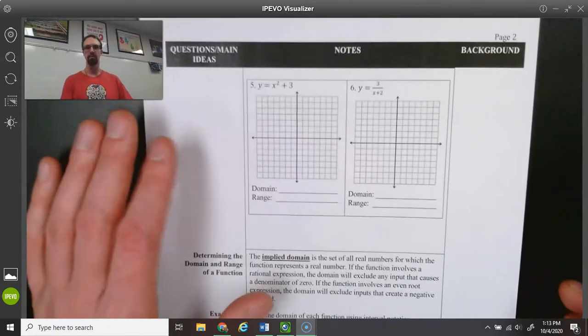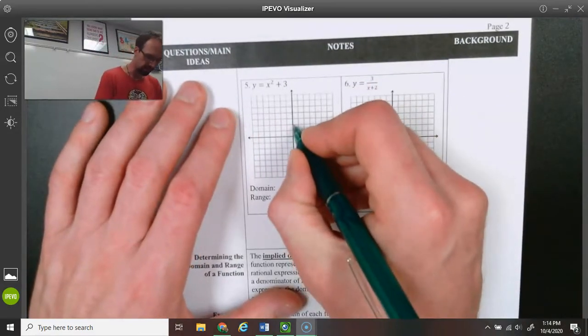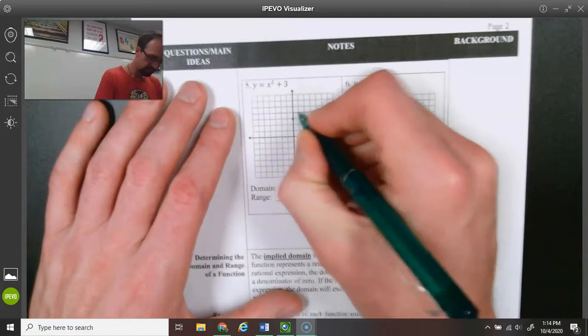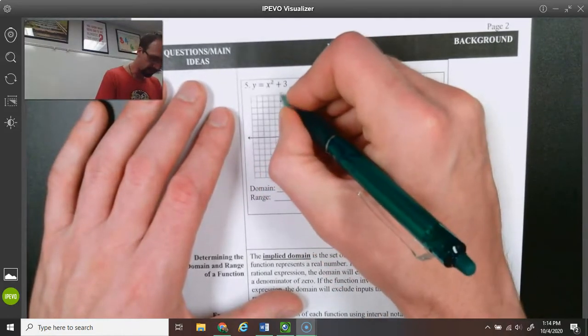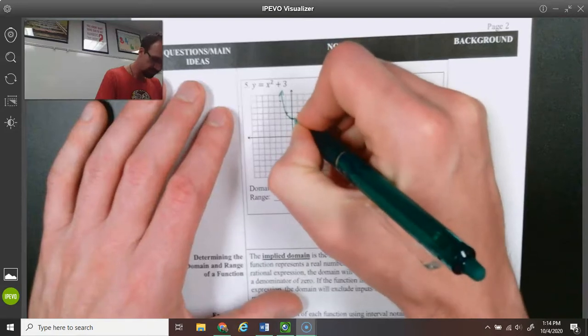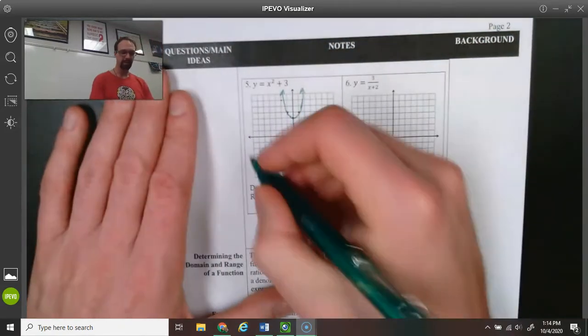For these two on the back, I'm starting to get into a little bit different things. This one is a quadratic, but it shifted 3 units up. 1, 2, 3. So we're shifting here. 1, 2, 3. So here's this. So is this a function? It is definitely a function.